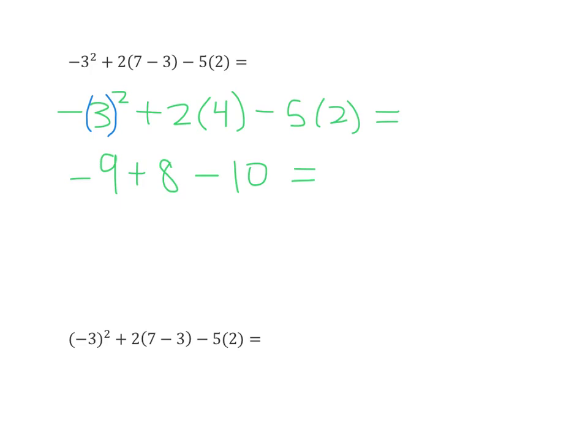And now we just have addition and subtraction. Negative 9 plus 8, we get a negative 1, minus 10. So negative 1 minus 10, we get negative 11.